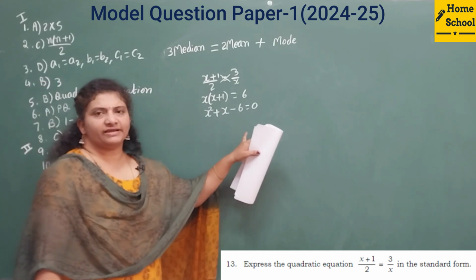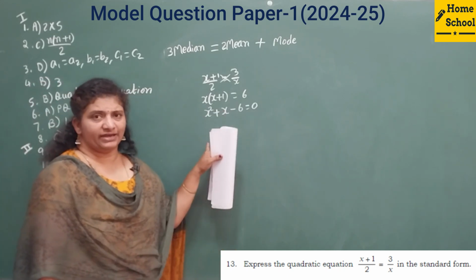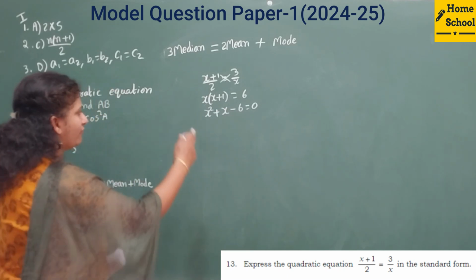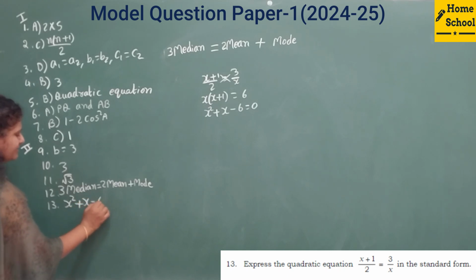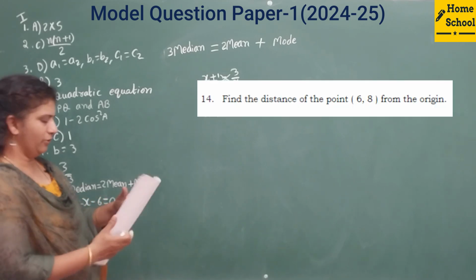ax square plus bx plus c equal to 0. This is the standard form, right? So what is your standard form written here? x square plus x minus 6 equal to 0.